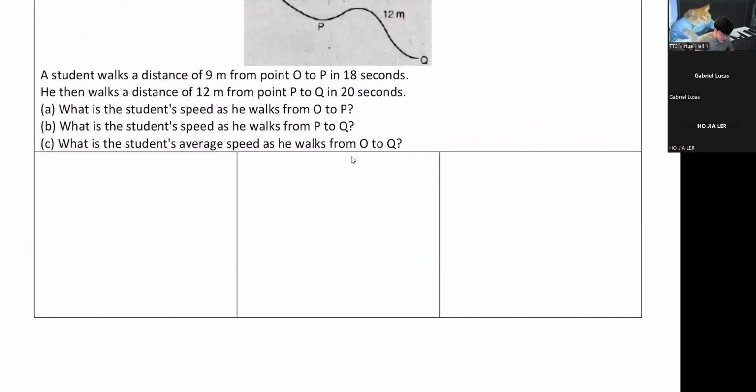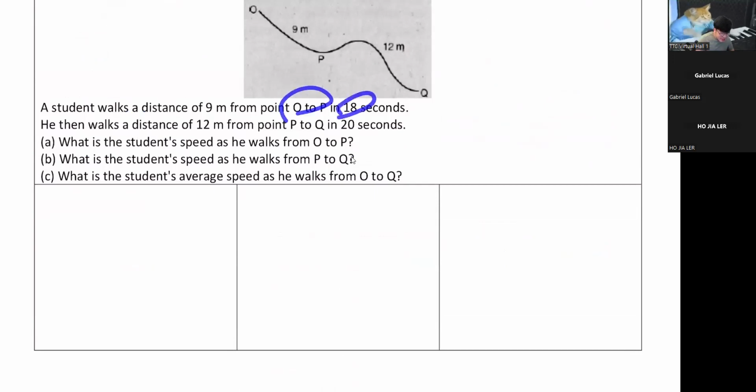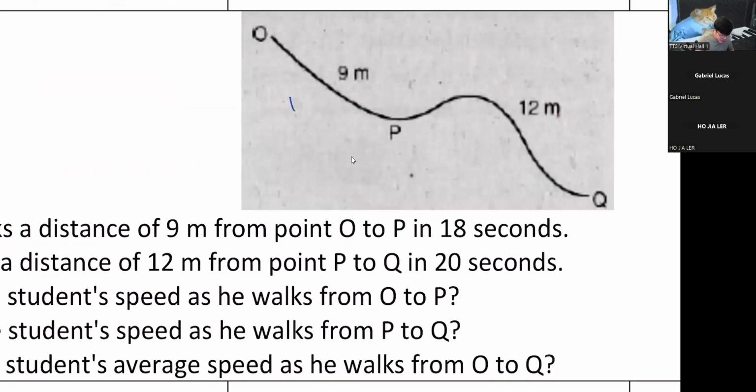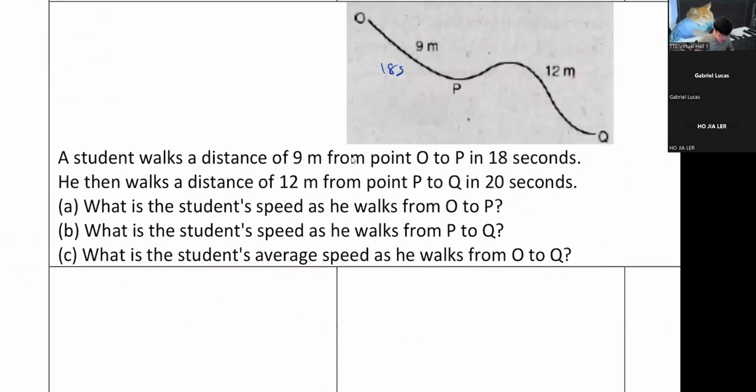So really simple. So next, a student walks a distance of 9 meters from O to P in 18 seconds. So this is 18 seconds here. And then he walks a distance of 12 meters from P to Q in 20 seconds. So 20 seconds here. So what is the student's speed as he walked from O to P?